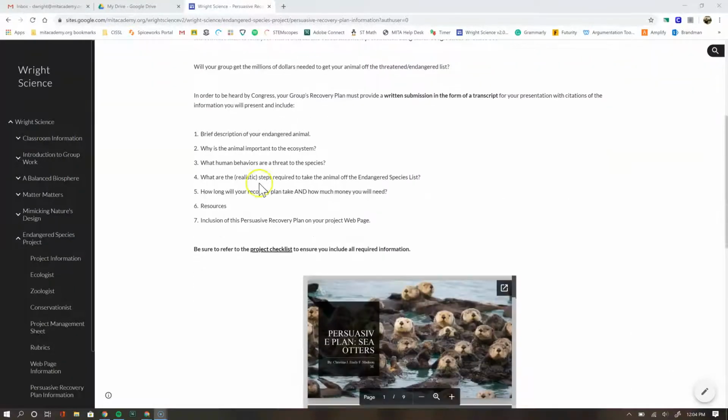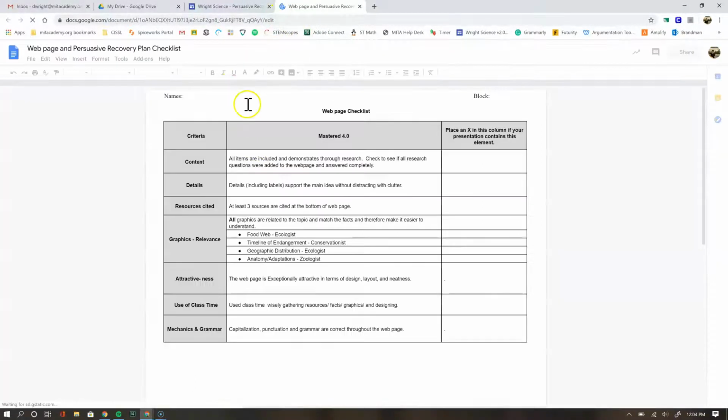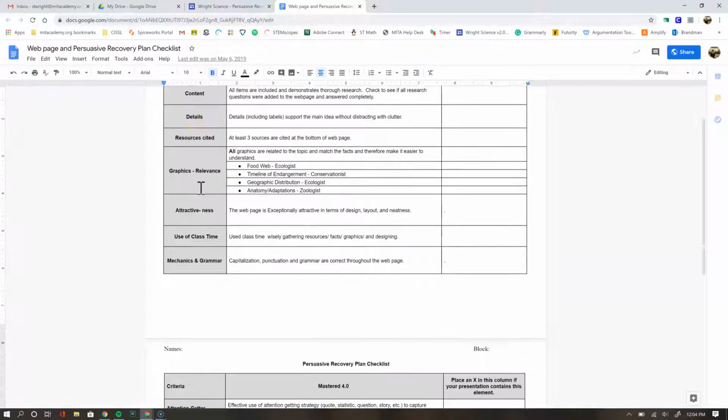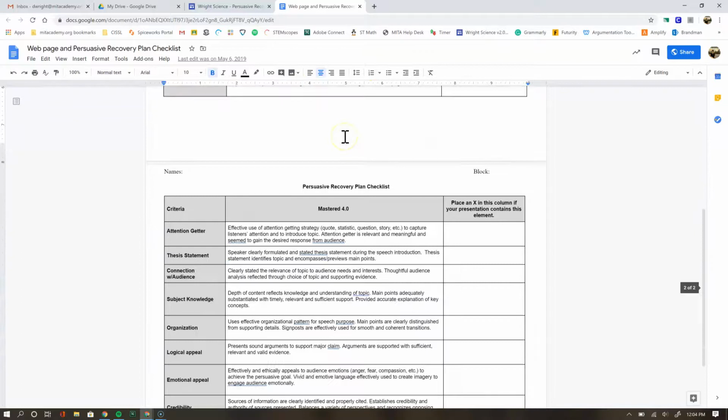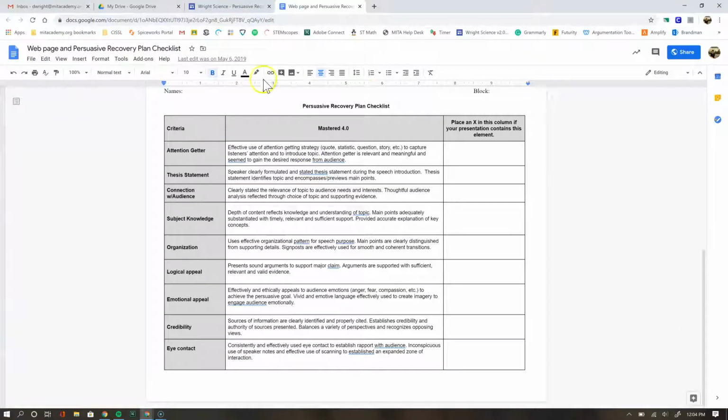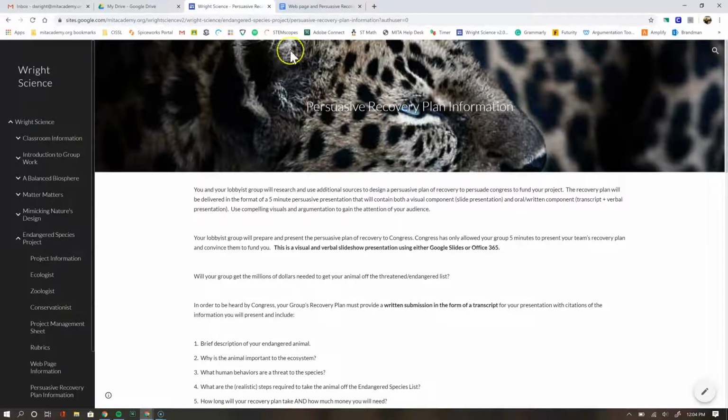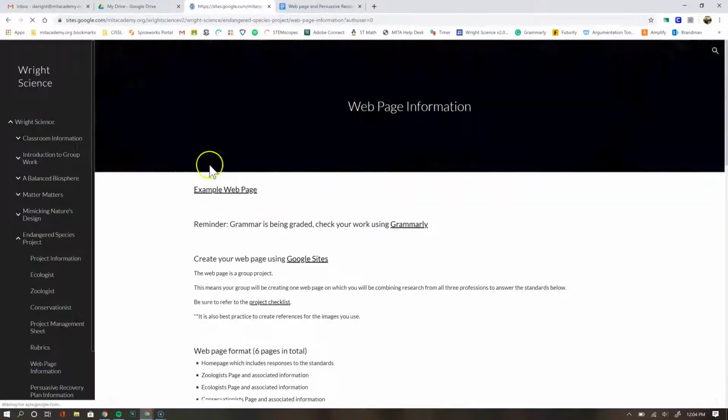I would also suggest looking at the project checklist to make sure that you do not miss any information. So here's the checklist for the webpage. And below on the second page is the checklist of information that should be also included in your Persuasive Recovery Plan. All of this information should be added into your web page.